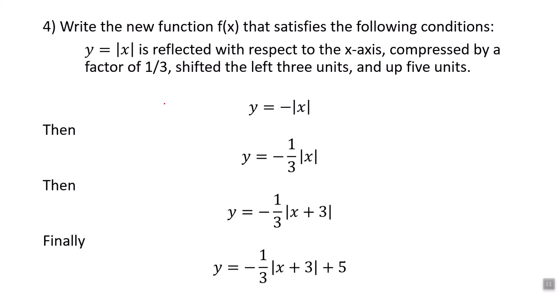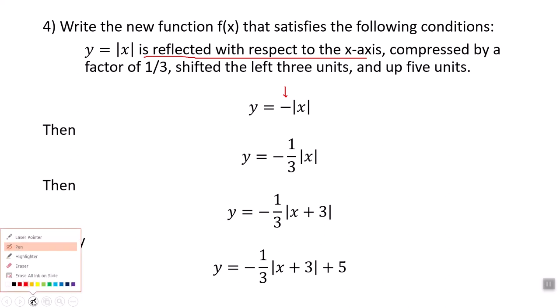All right, let's write the new function f of x that satisfies the following conditions. So it's got to be the absolute value function. It's going to be reflected with respect to the x-axis, compressed by a factor of 1/3, shifted to the left 3 units, and up 5 units. So is reflected with respect to the x-axis. So if the x-axis is our mirror, we're looking at a vertical reflection. All right, so a vertical reflection is going to be on the outside. All right, so that's where we get our negative.